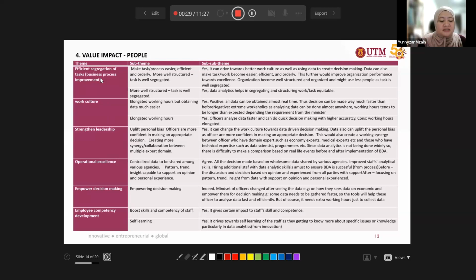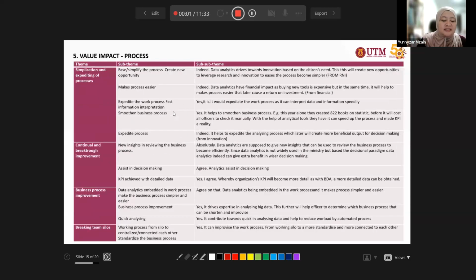The last one is process. So the process value that might highly benefit from BDA shows how data analytics and science can derive a simple and efficient way of doing tasks. Mapping out the responses includes 4 things as follows: simplification and expressing of process, continual breakthrough, business process environment improvement, and breaking time silos. Last will be research and innovation.